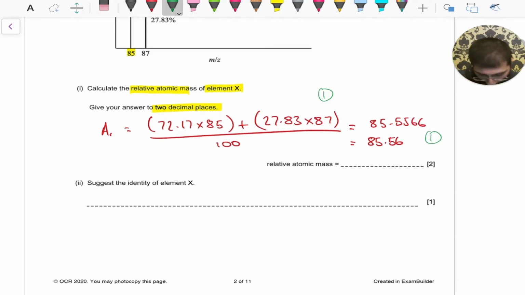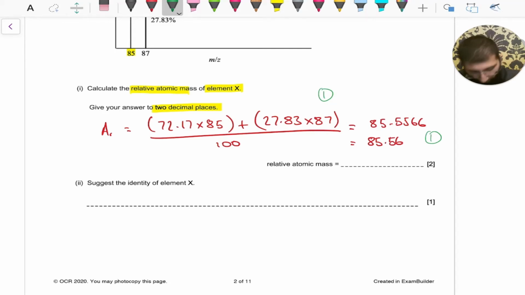Okay, now we're asked to identify or suggest the identity of element X. How are we going to do this? Well, I know the relative atomic mass of isotope X is 85.56. So I simply need to look at the periodic table and identify the element that has a relative atomic mass as close to 85.56. And if I look at the periodic table, there are 2 possibilities. In fact, there's just one.